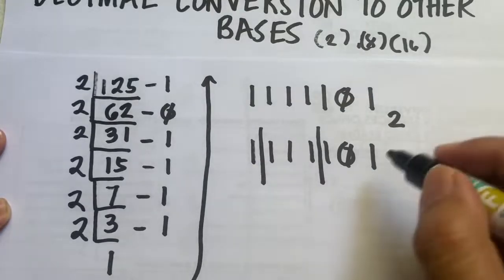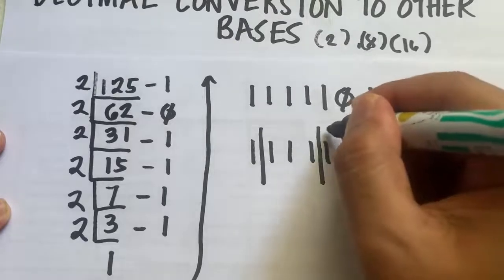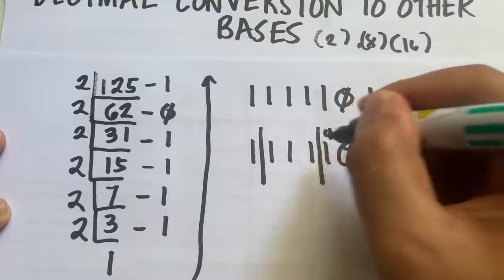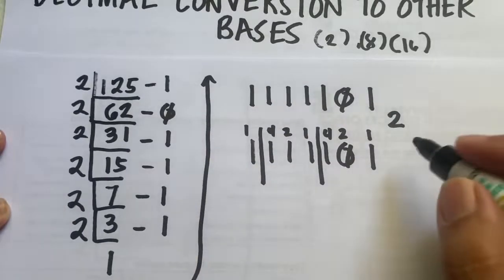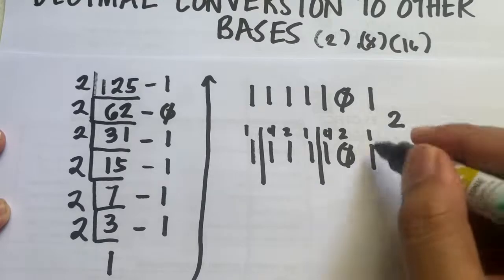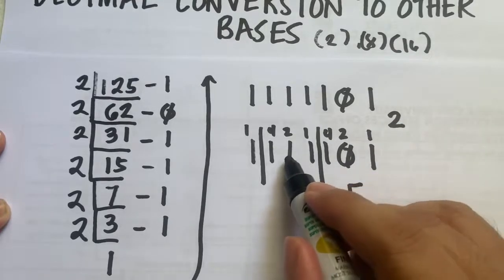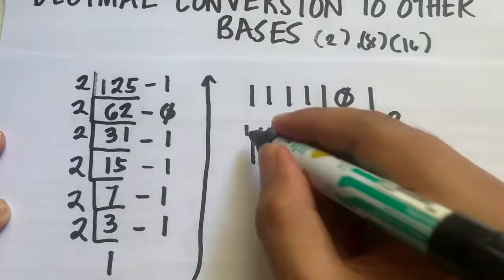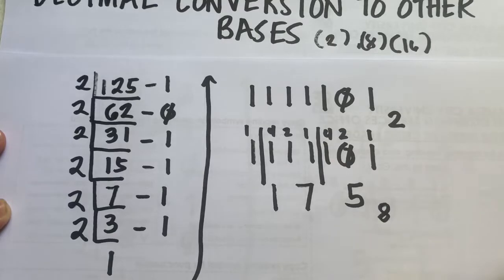Okay, so following again the positional value, we have 1, 2, 4, and then 1, 2, 4, and then 1. We add the values which are opposite 1. So we have 1 plus 4, we have 5. For the full 1, 1, 1, 2, 4, we have 7. And then we have 1, that is 175. So the octal equivalent is 175.